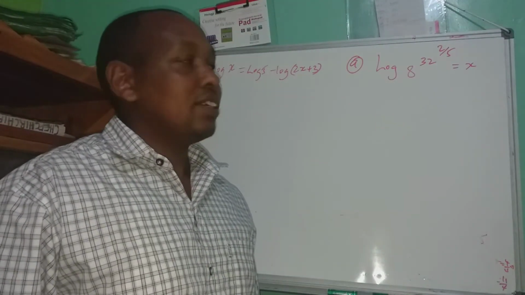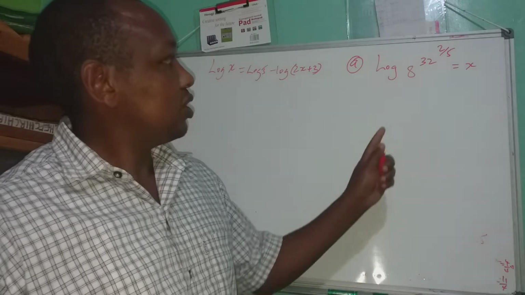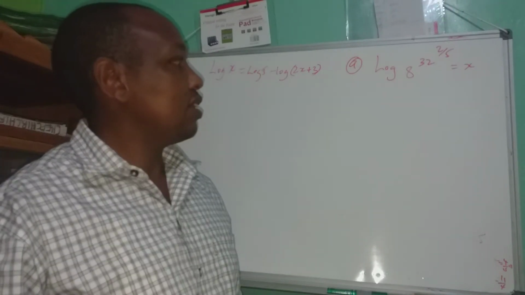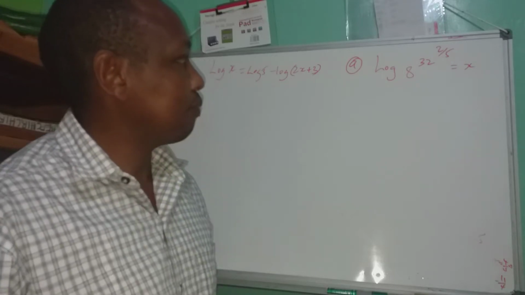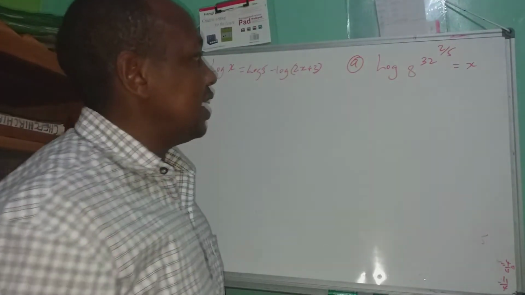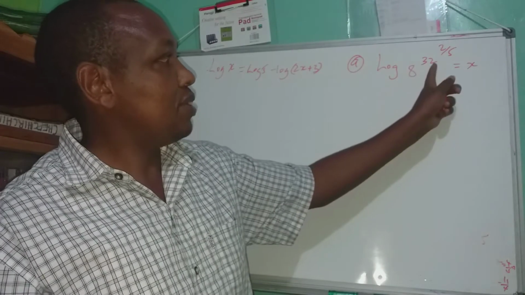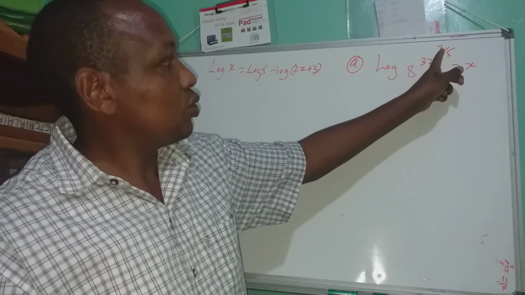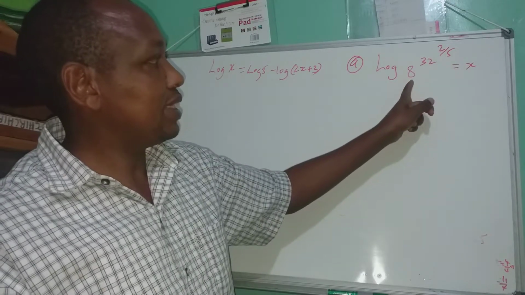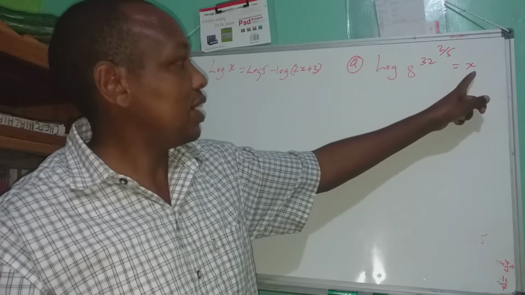Welcome to today's video. I'm going to show you how we can solve basic logarithm questions, Form 3 mathematics. We'll begin with this question here, where we have logarithm of 32 raised to 2 over 5 to base 8 is equivalent to x.